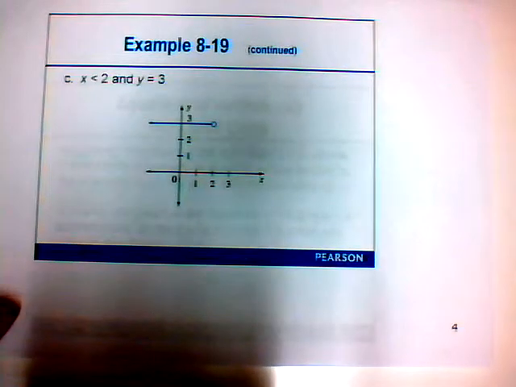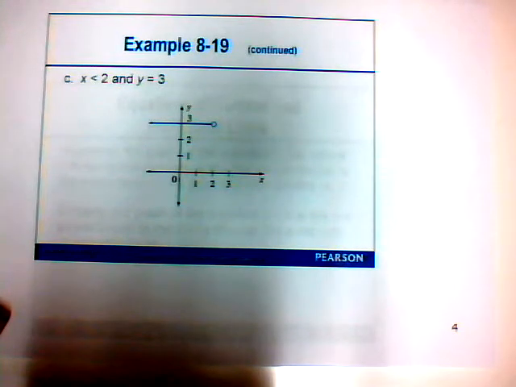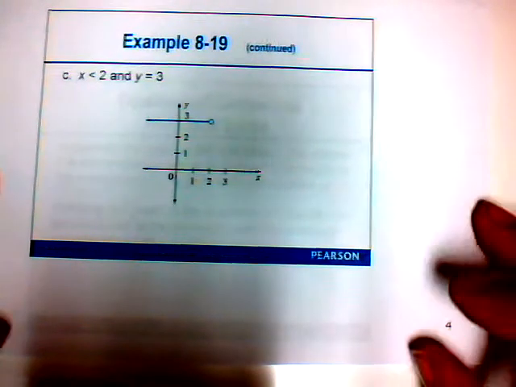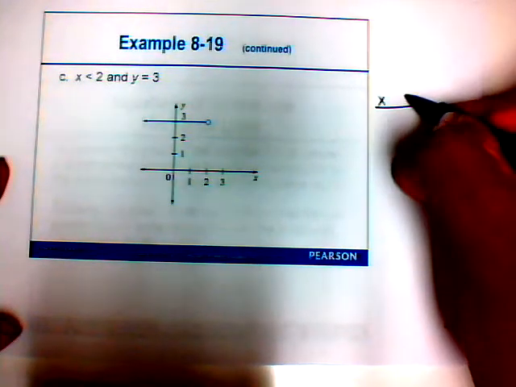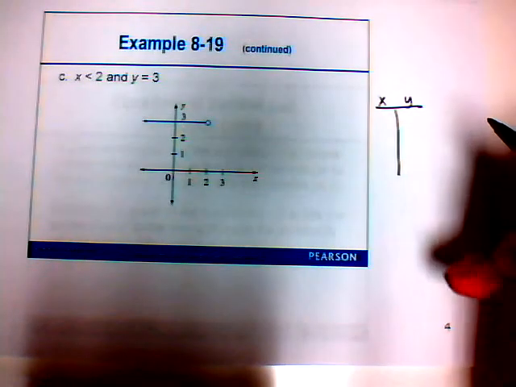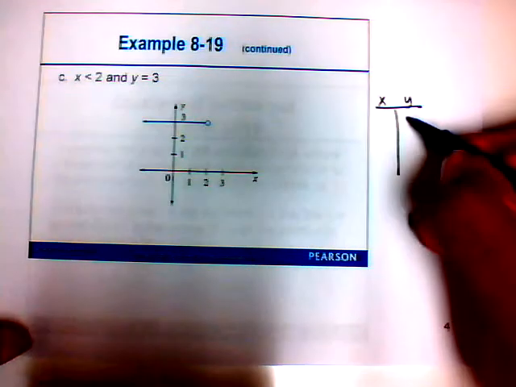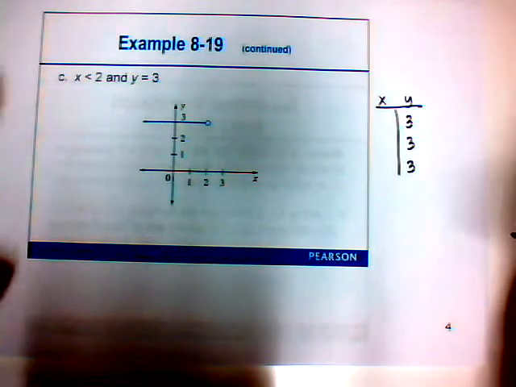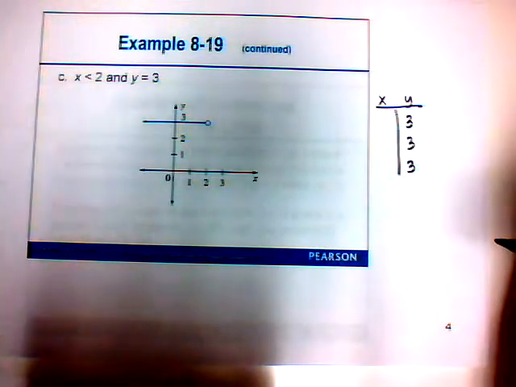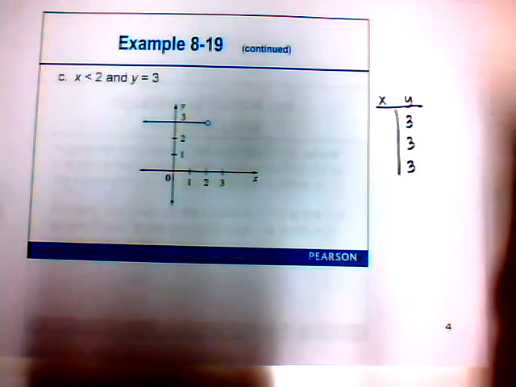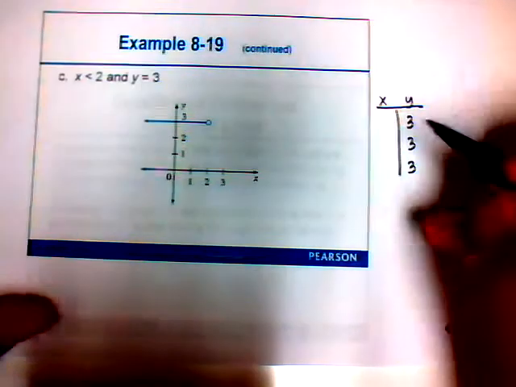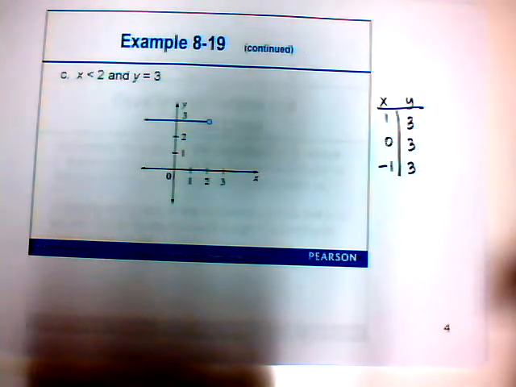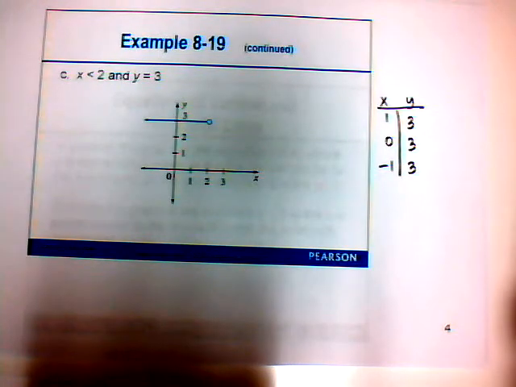Okay. Now here's another one. x is less than 2 and y is equal to 3. Okay, so here this is the intersection of those two. Now if I use an XY table, I know my y value has to be equal to 3 because it says y is equal to 3. Now x is less than 2 means values of x that are less than 2. So I have to pick x values that are less than 2, like let's say 1 or 0, or I can say -1. Those values are less than 2.